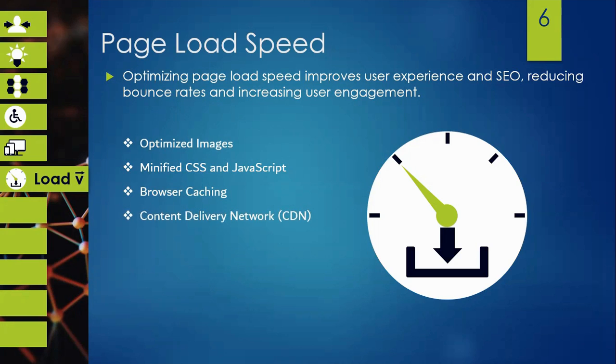And content delivery network. Use a CDN to distribute static assets across multiple servers geographically closer to users. Ooh, that's for professionals, even for backend, I would say. Asynchronous loading. We've been doing something like that. Use async or defer attributes for JavaScript files to ensure they load asynchronously without delaying the page load.